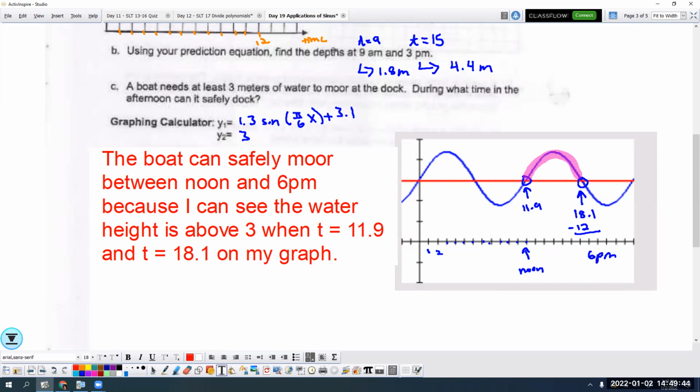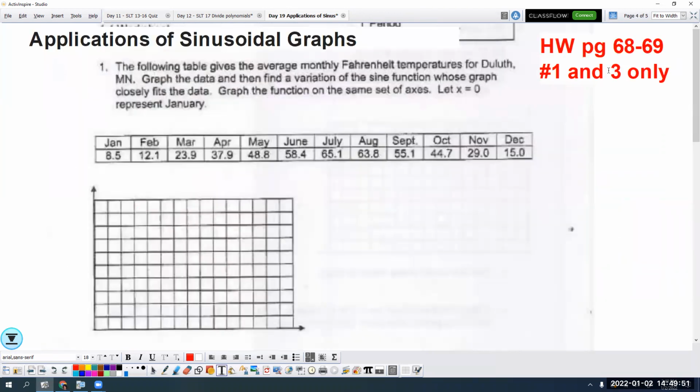All right. So at this point, what I would like you to do is take a look at tonight's homework. I only want you to do numbers 1 and 3. So just 1 and 3 on page 68 and 69.